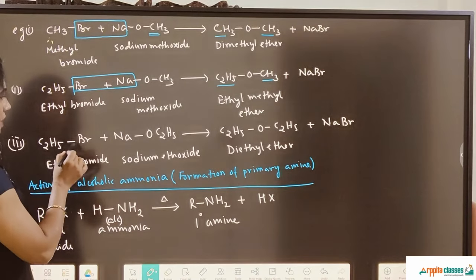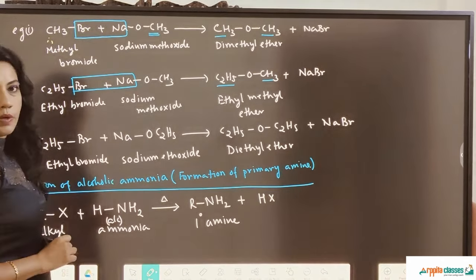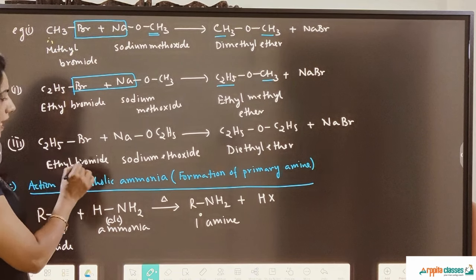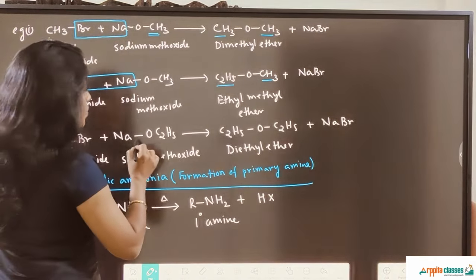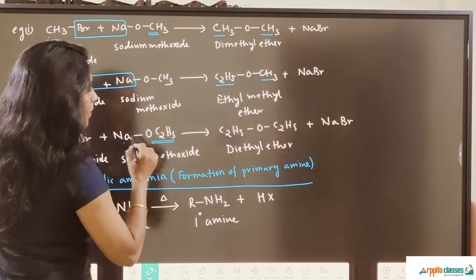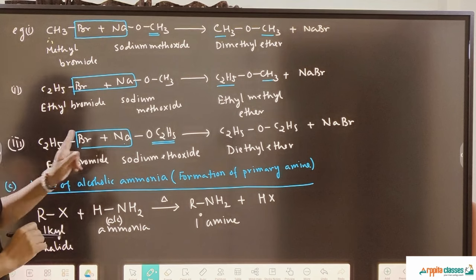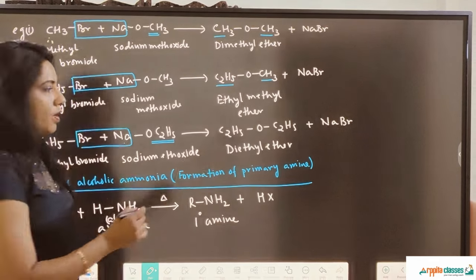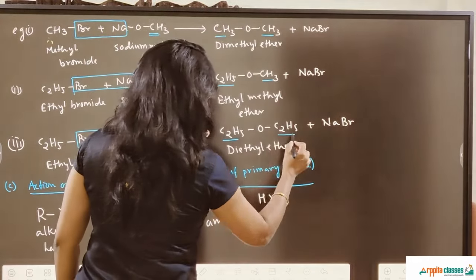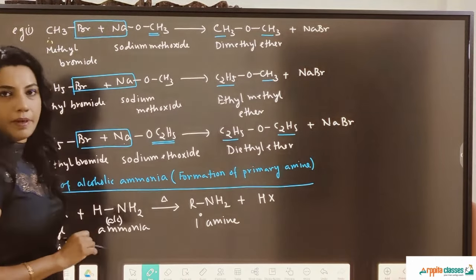Next example, C2H5Br plus NaOC2H5. C2H5Br is called ethyl bromide and this is sodium ethoxide. Okay, again NaBr is coming out from here. You are getting C2H5OC2H5. What is the name? Diethyl ether plus NaBr.